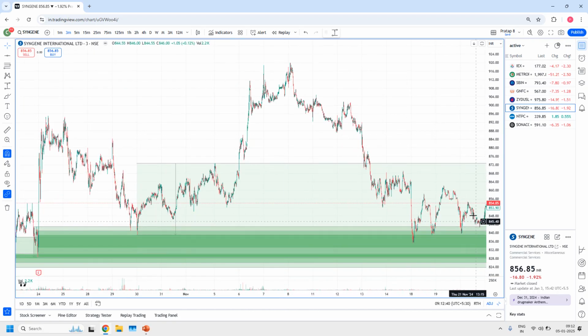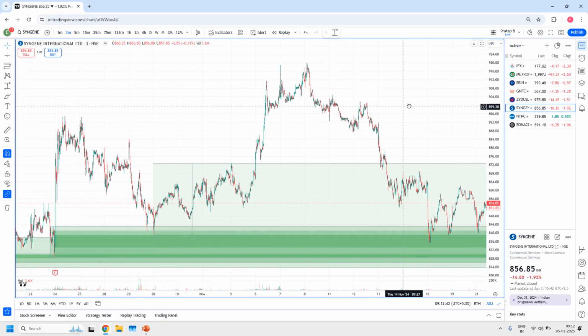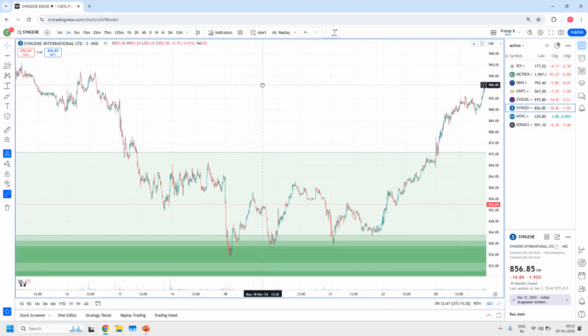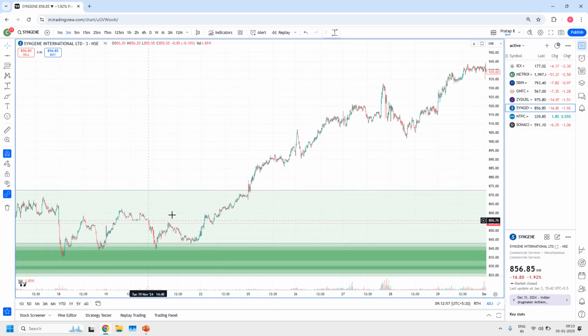When the daily zone is pierced, see here, it picked up the orders from the 3 minutes horizon and moved up. And once again prices came to the 3 minutes horizon, moved up. Once again prices came near to the 3 minutes horizon, again moved up, and then a big rally started.